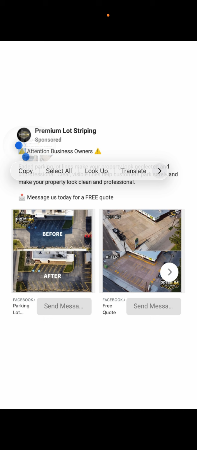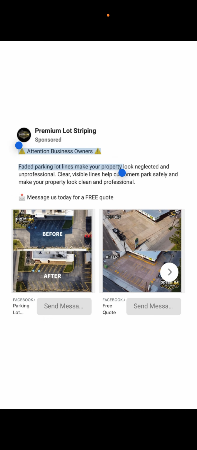Third and final thing is the see more headline. So this is what people actually see when they're scrolling down the newsfeed. This is the first 2 3/4 lines on Facebook mobile newsfeed. Attention business owners, that's line 1. Line 2 is blank, so we're missing that. Line 3, faded parking lot lines make your property. All right, so we got lack of context here in the highlighted text.